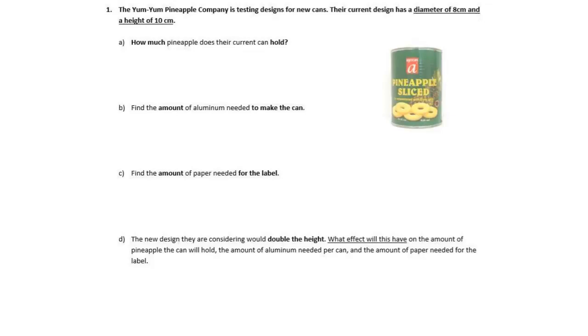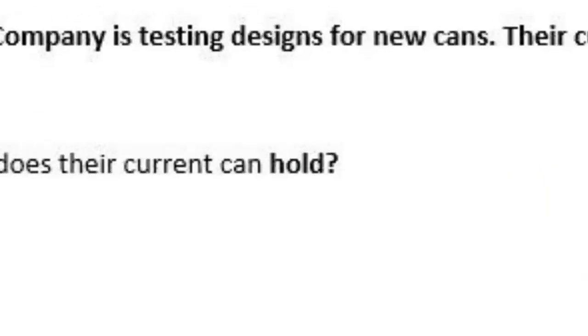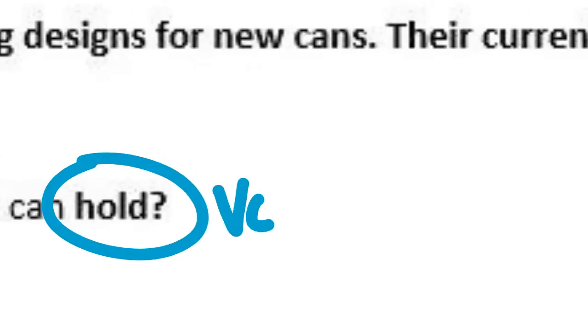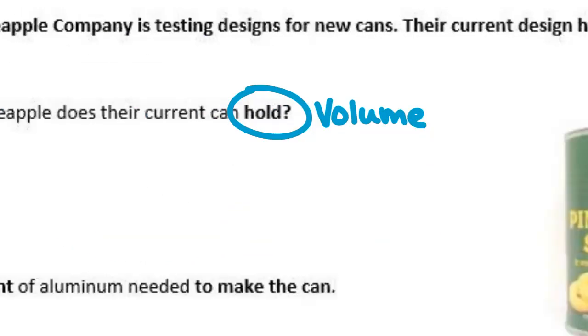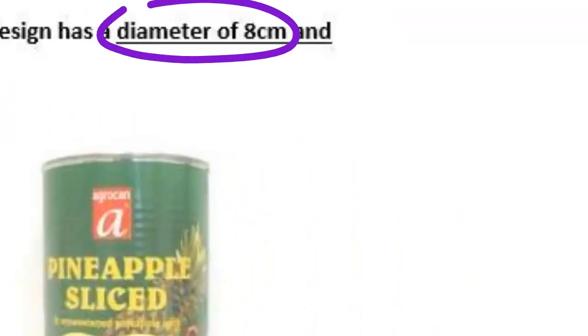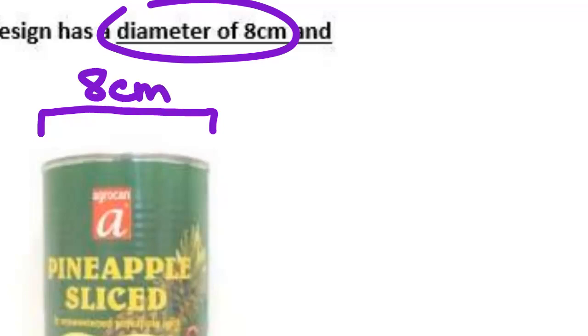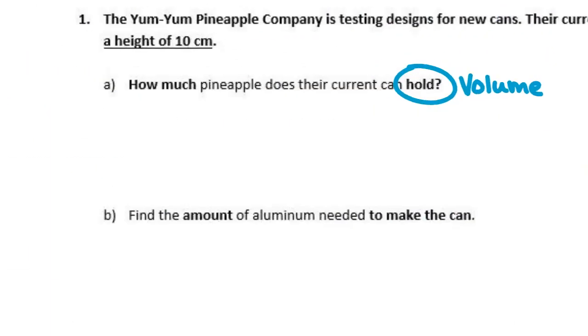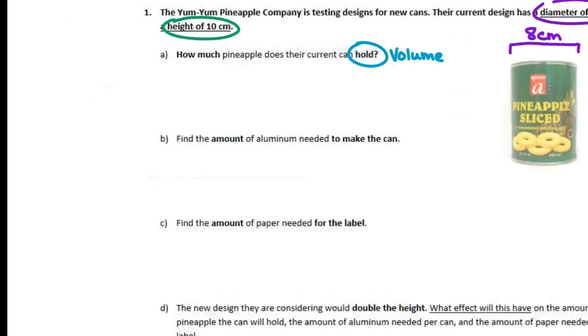All right, so number one, part A, we want to know how much the can holds. What am I asking about? The volume. Things that we know about this can: we know that the can has a diameter of 8 centimeters, and we know that the can has a height of 10 centimeters.